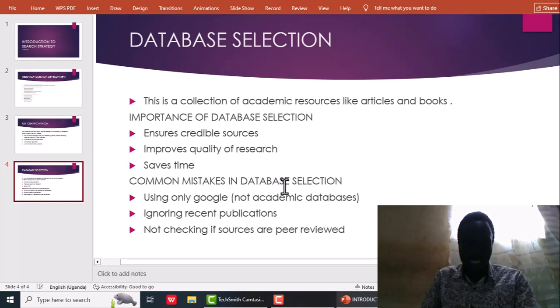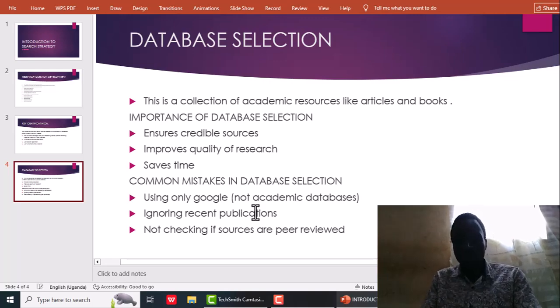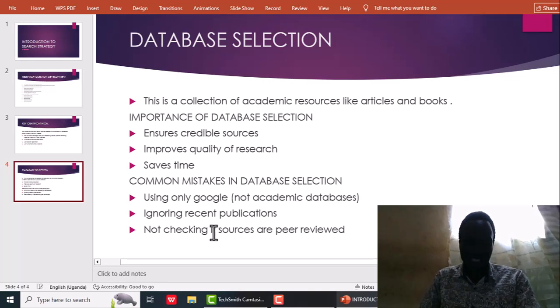Common mistakes in database selection. One, using only Google, which is not an academic database. If you keep only using Google, it can't give you the best results. Another one, ignoring recent publications. Even in recent publications, you'll find important information, but we tend to ignore it. Not checking if sources are peer reviewed. There are some sources, like newspapers, which are not peer reviewed. But good information can be found in sources where they review before it's published.